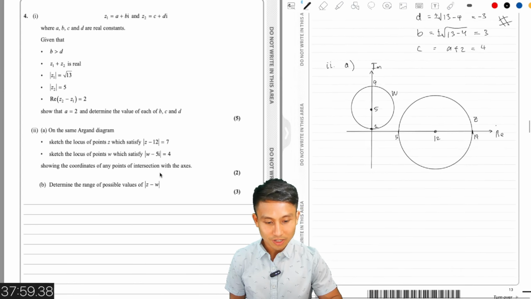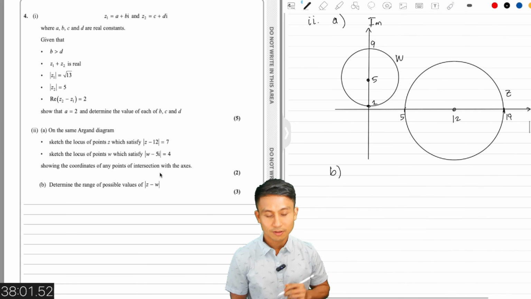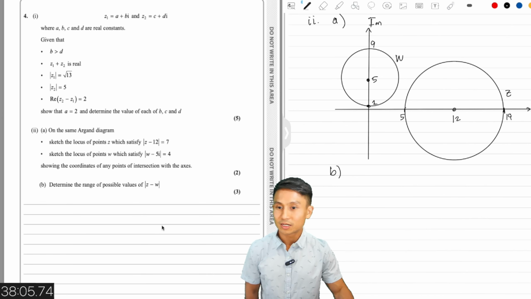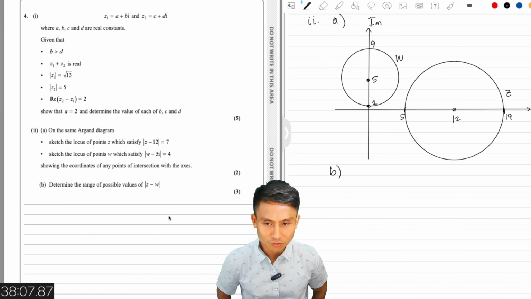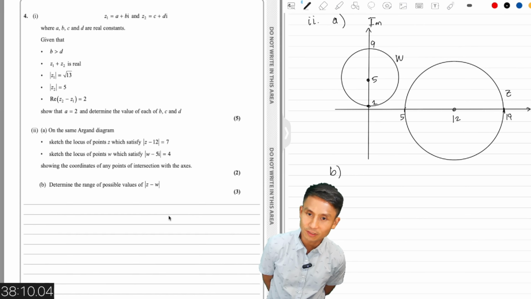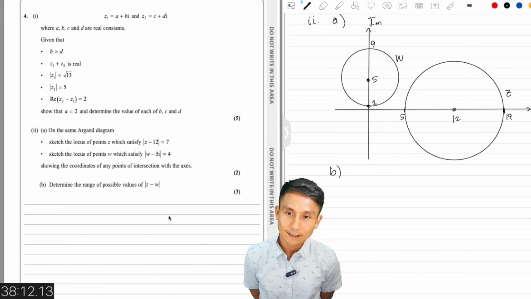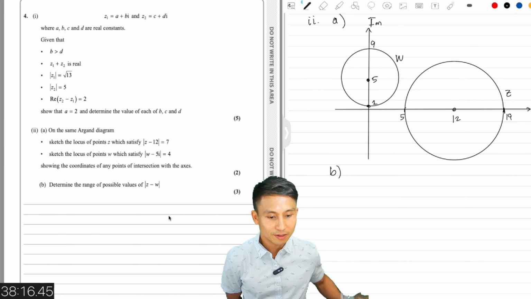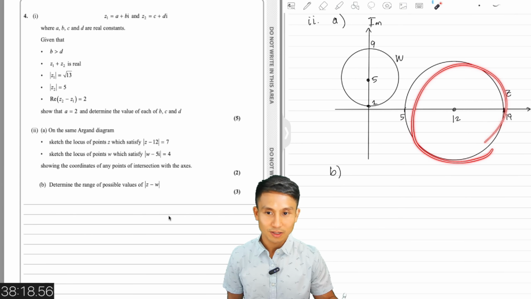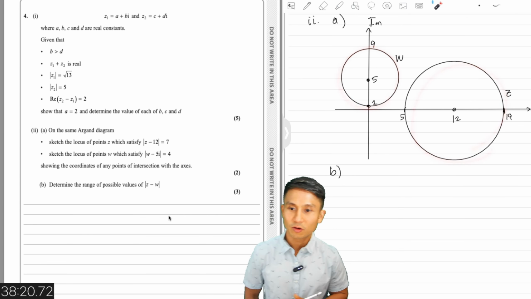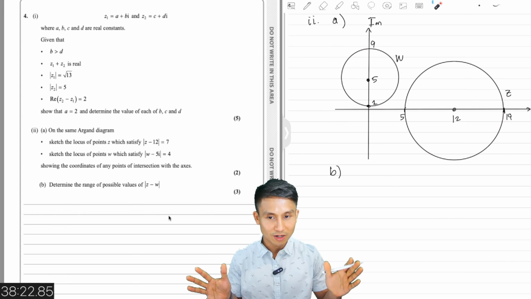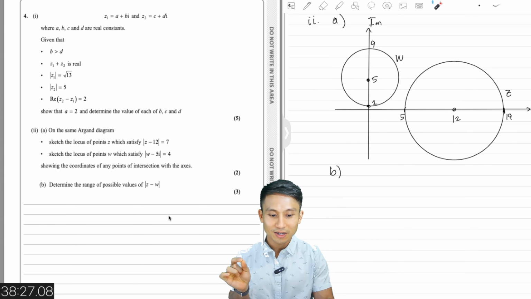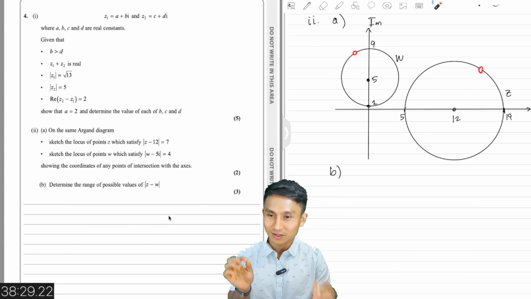Now on the part B, right? Determine the range of possible values of the modulus of Z minus W. So Z is the point on the circle. W is another point on this circle. We want to find the range of possible values. So basically it's just finding the distance between 2 points on these circles.